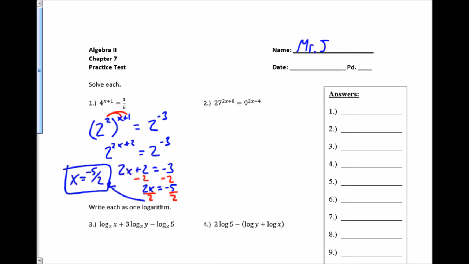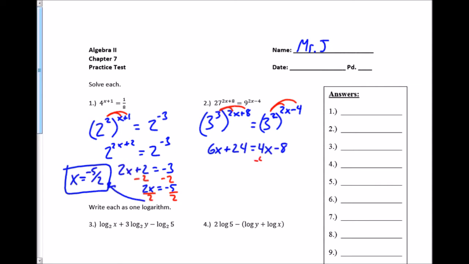I can do the same thing in number 2. Here they have a common base of 3. 27 is 3 to the third power. 9 is 3 to the second power. Again, when I raise something to a power, I multiply the exponents, so I'm going to be distributing here. And I can see that I have the same base, so I'm just going to go right to setting the exponents equal to one another. That's going to be 6x plus 24 equals 4x minus 8. And now I can solve this for x.